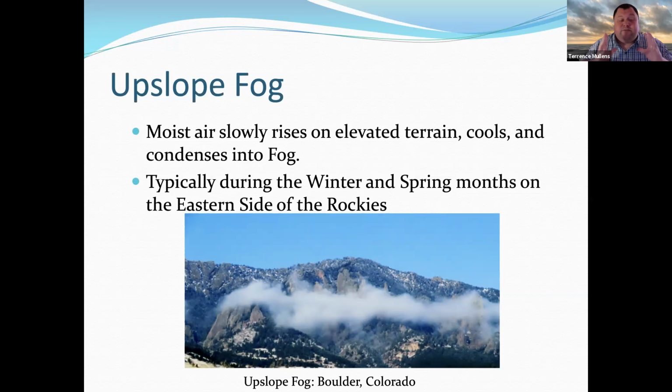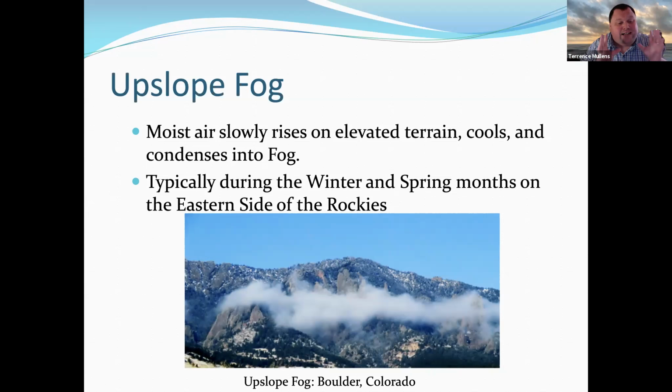The way upslope fog works is that you have air that blows on shore, and that air is usually moist. Once it hits a mountainside, it can't go through the mountain. No, it has to go up and over the mountain. And as it goes up and over the mountain, it expands, it cools, and it condenses. So the air expands, it cools, and it condenses.